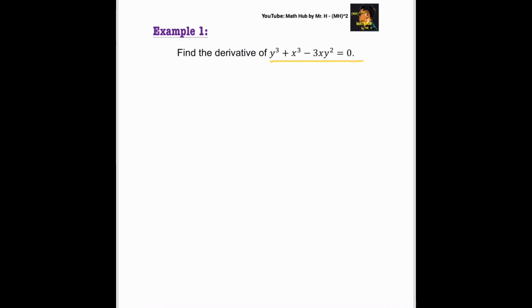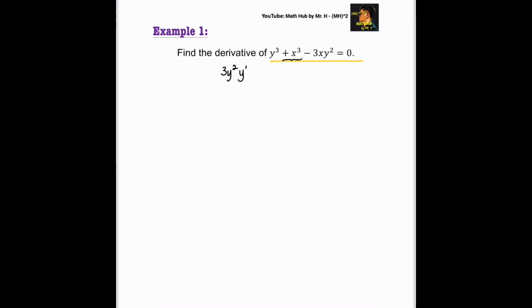So first we'll be getting the derivative of y cubed. Every time you differentiate a term with y variable, that is where the y prime starts to show up. So for example, y cubed will be 3y squared y prime. Again, for implicit differentiation, every time you differentiate a term with y variable, always remember to multiply it by y prime.